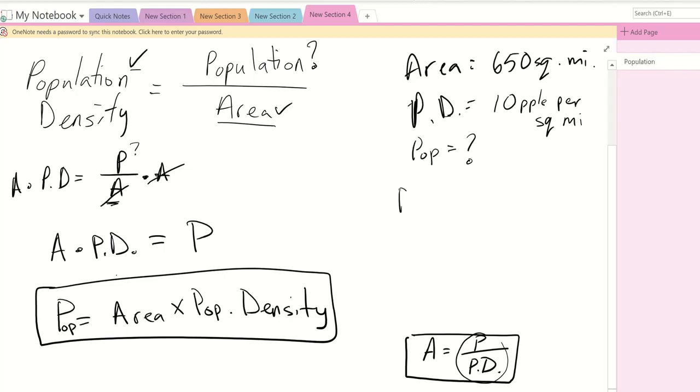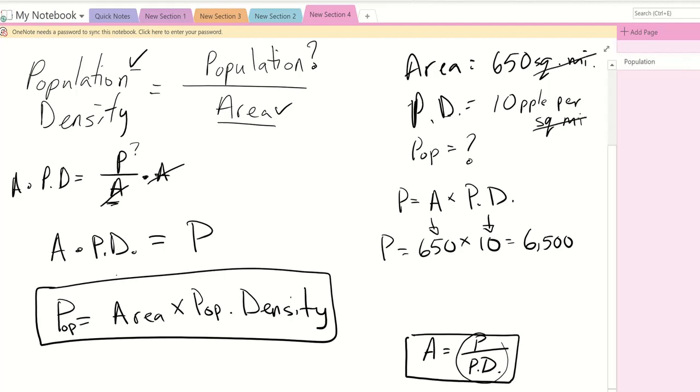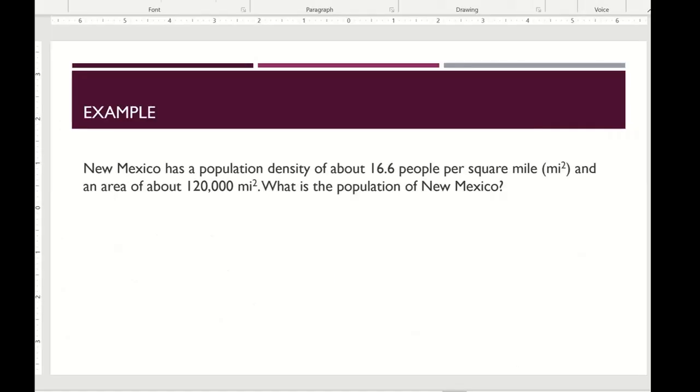According to this formula, population is equal to area times population density, right? So that would mean P is equal to 650, which is your area, times 10, right? That's your population density, equals 6,500. Now, what crosses out? Here you have area, here you have population density. So square miles cancels out. All you're left with is just 6,500 people.